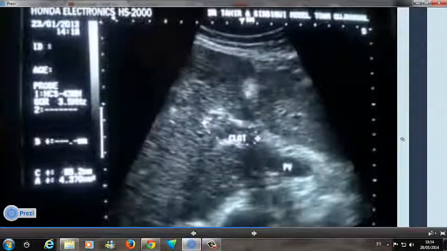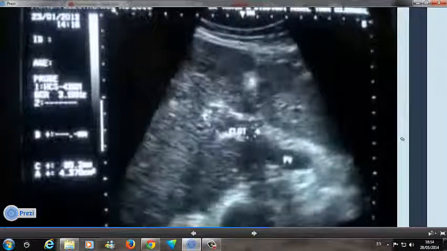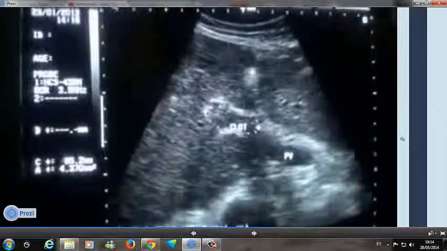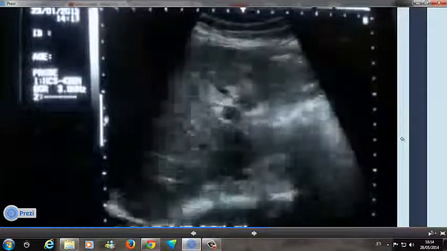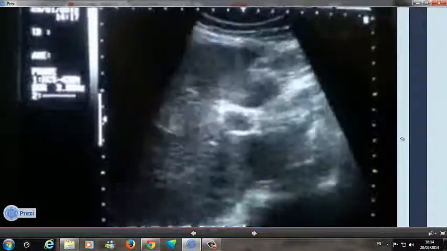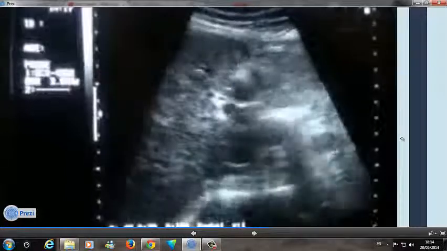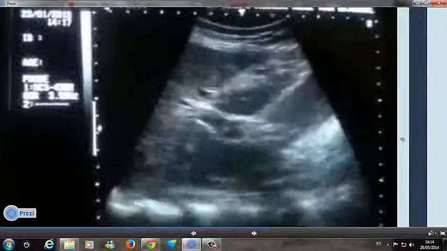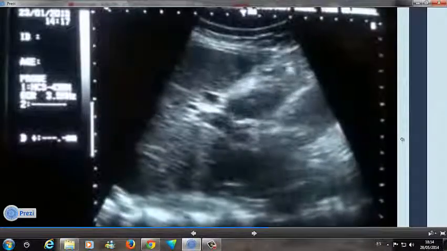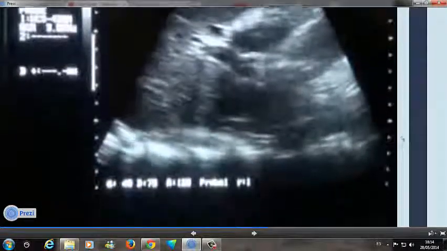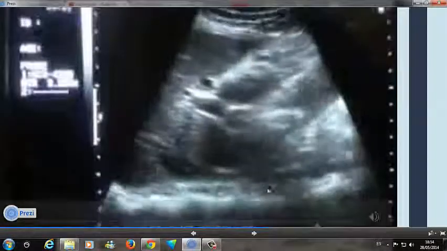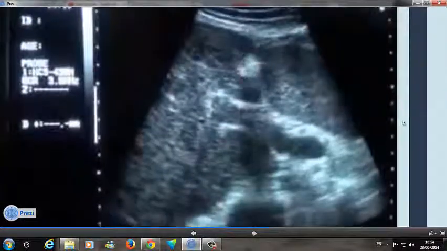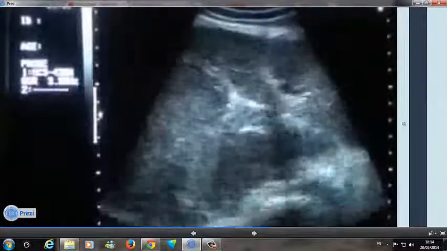Don't confuse this area with a mass or hemangioma, because this is the ligamentum teres in cross section. As you see, this area will now become linear. You don't say that it is a mass unless you have given a 90-degree sweep to the probe. Here it appears to be a mass.